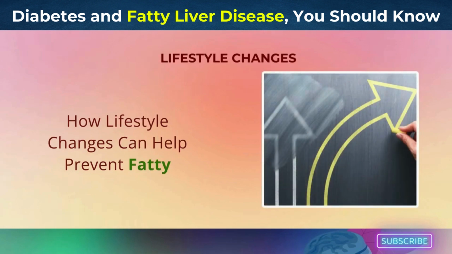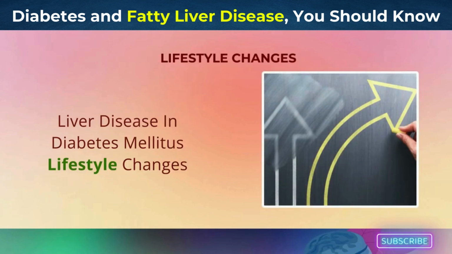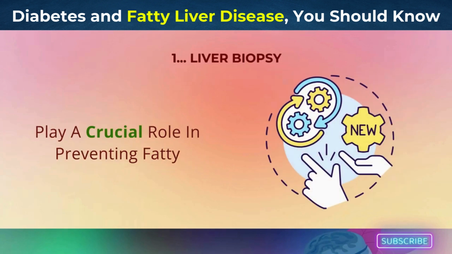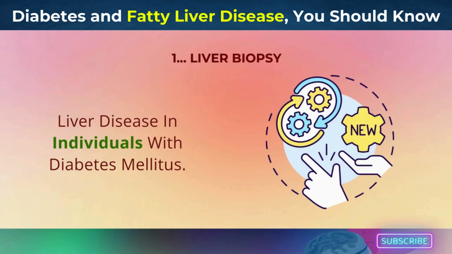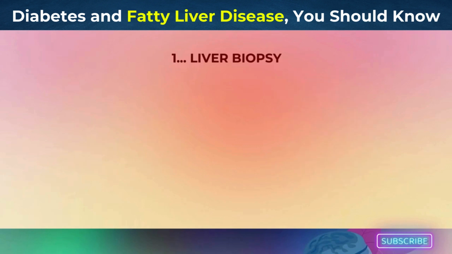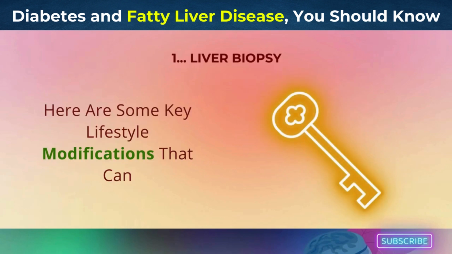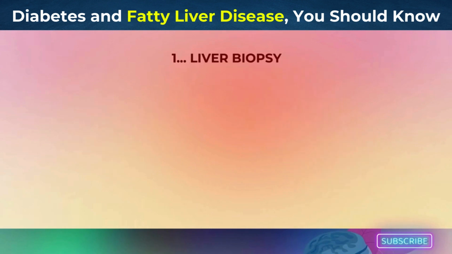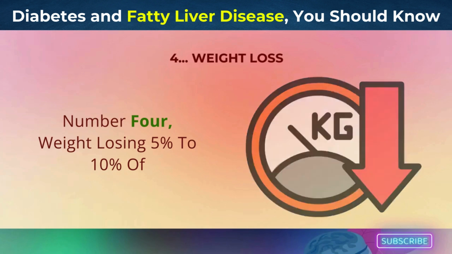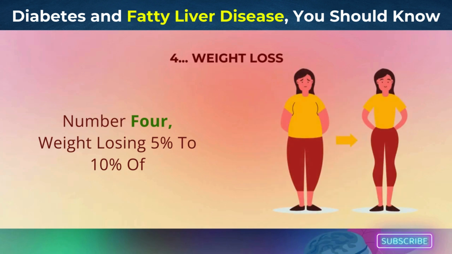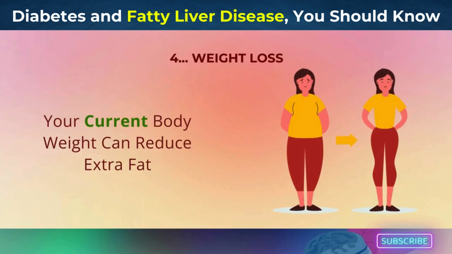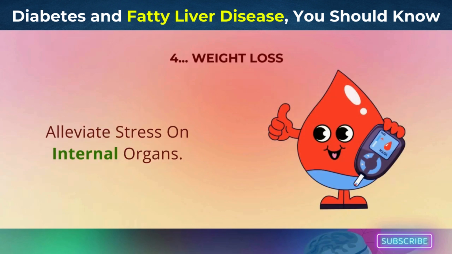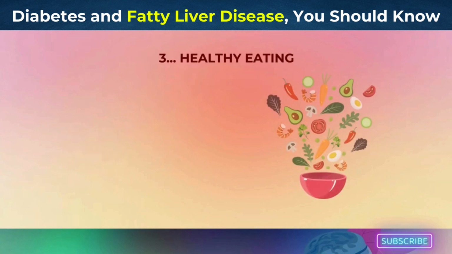How lifestyle changes can help prevent fatty liver disease in diabetes mellitus. Lifestyle changes play a crucial role in preventing fatty liver disease in individuals with diabetes mellitus. Here are some key lifestyle modifications that can help prevent fatty liver disease in diabetes. Number 4. Weight loss. Losing 5% to 10% of your current body weight can reduce extra fat in your liver, improve blood sugar levels, and alleviate stress on internal organs.